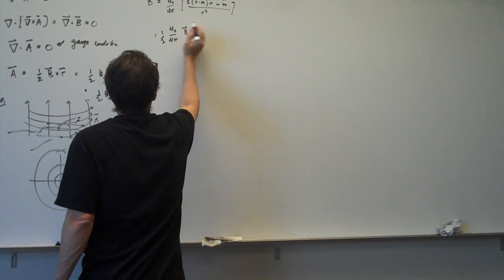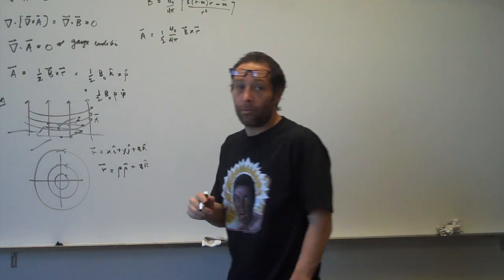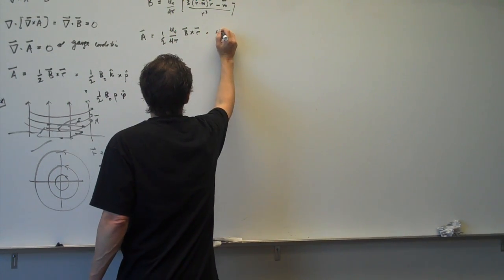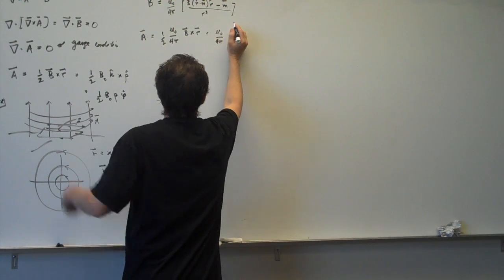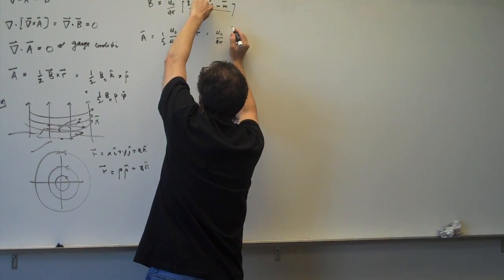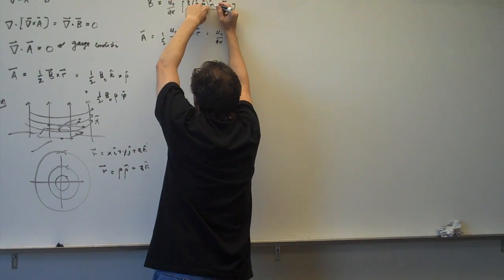Will be the appropriate one for a single dipole, and that's what we'll be needing here in a minute. B cross R will give me 1/2 mu naught over 4 pi. Well, let's make this a little bit simpler. If I were to multiply by R over here and divide by R, what's R cross R? R vector over R.